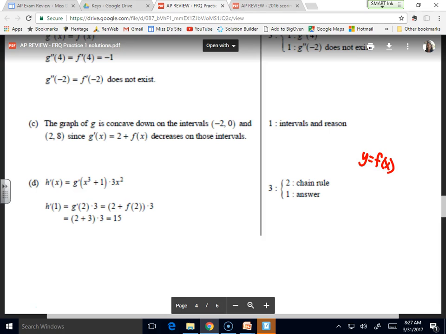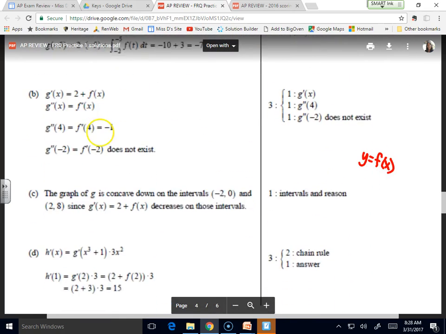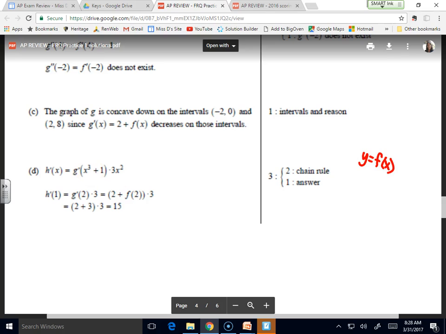G prime of 2 is 2 plus f of 2. And f of 2 equals 3. So then you get 2 plus 3 times 3. You can just box that in. They did 2 plus 3 is 5. 5 times 3 is 15. What is f of 2? Remember, look at your graph. At 2 was the y value, 3. So the f of 2 comes out, the 3 goes in.